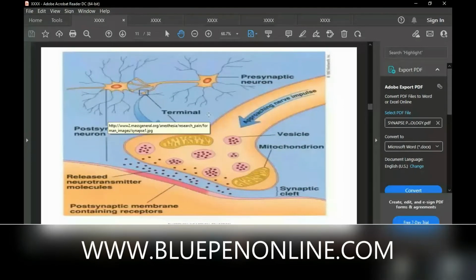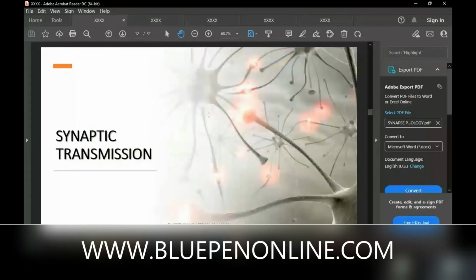Okay. Then moving on to synaptic transmission. Now, I hope you have an idea of how synaptic transmission is taking place. Before moving to the transmission part, what do you know about resting membrane potential, action potential, and graded potential?